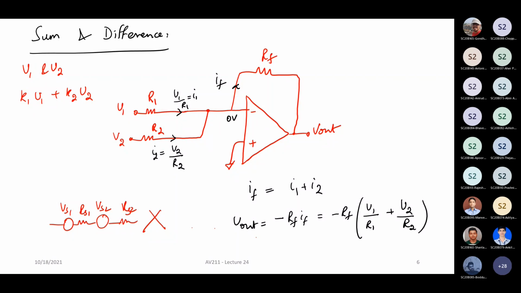And therefore, what do you get? You basically have minus RF by R1 times V1 plus minus RF by R2 times V2. So in other words, you can have an arbitrary K1 and K2. Here K1 is nothing but minus RF by R1 and K2 becomes minus RF by R2.